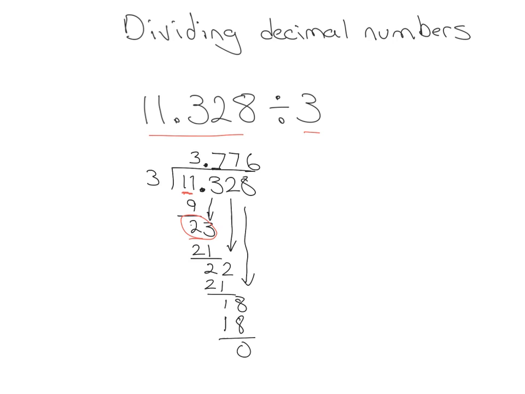So you can see my answer to this question is, if you take 11 and 328 thousandths and you divide it by 3, you end up getting an answer of 3 and 776 thousandths. Hopefully this helps as you begin long division with decimals.